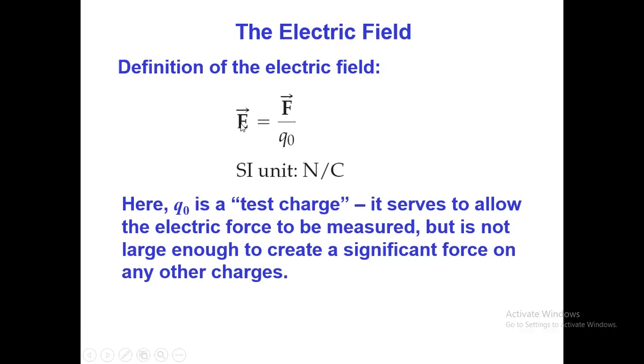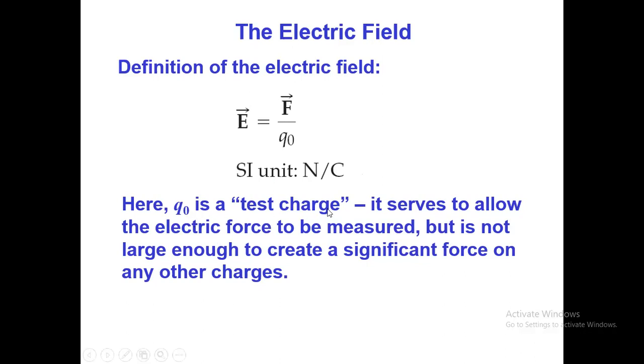Electric field intensity is also a vector quantity. Its arrow mark also shows us that it's a vector quantity. The SI unit of electric field intensity is Newton per coulomb. Another SI unit is volt per meter. Volt per meter is the other unit of electric field intensity.